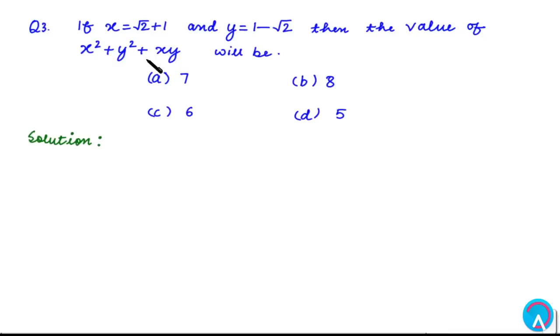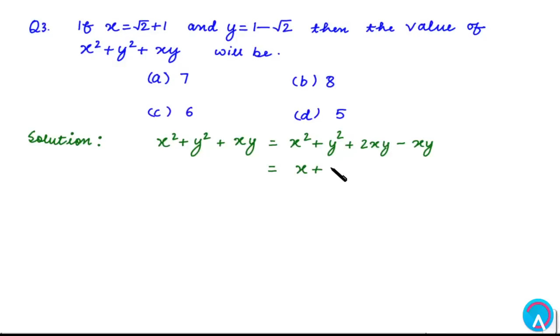So here in this question, we have to find the value of x square plus y square plus xy. So this will be x square plus y square plus xy, which can be written as x square plus y square plus 2xy minus xy. This will be equal to, here we can apply the formula of a plus b whole square. That means x plus y whole square minus xy.